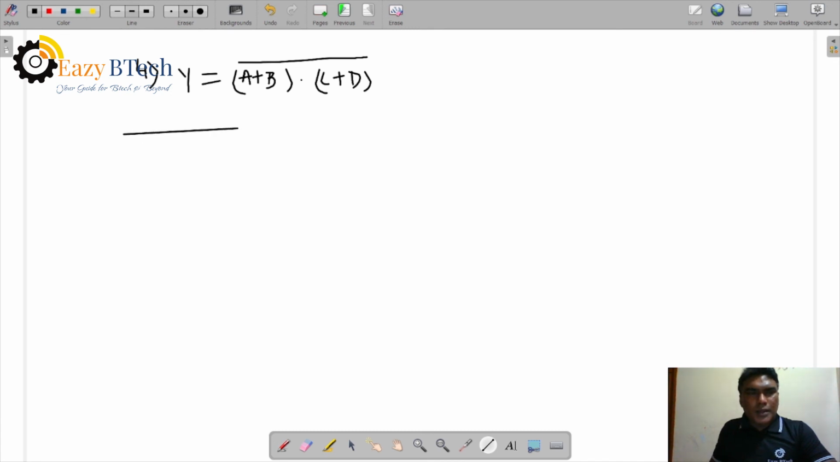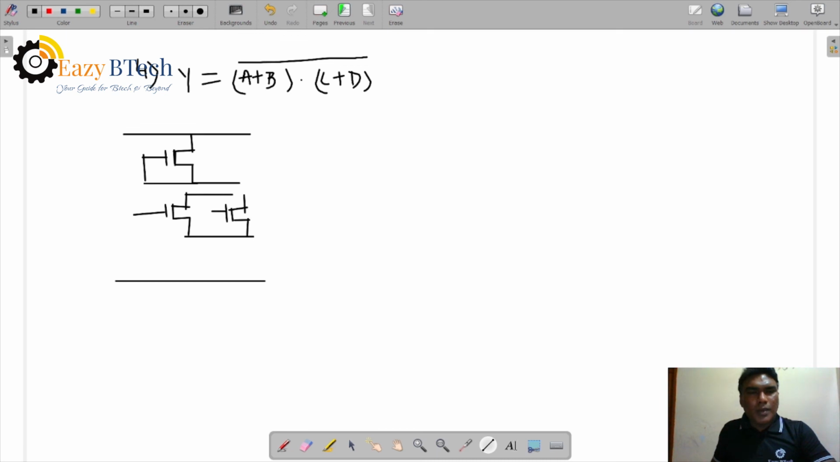So first we can draw VDD and VSS. Depletion is common, which will not change. The logic is changed in the enhancement. So A plus B: this is A and this is B, in parallel. A plus B means a parallel circuit. Now C plus D are parallel. Both are in series: A plus B and C plus D are in series. So you see, this is C plus D parallel, and both are in series.